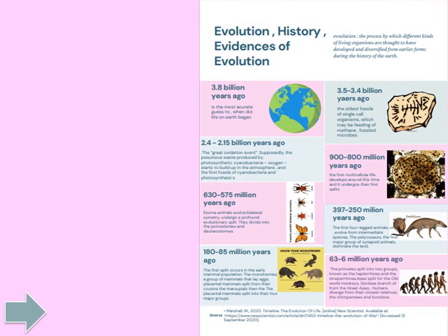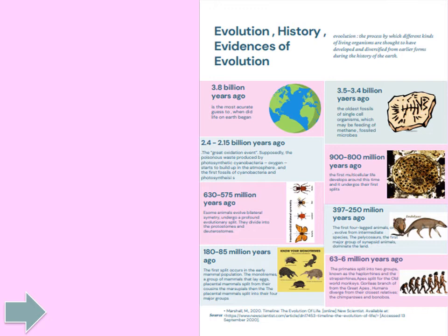Evolution history. Evidences of evolution. It all started 3.8 billion years ago. This is the most accurate guess that scientists have for when life on Earth began. Then, from 3.5 to 3.84 billion years ago, is when the oldest fossils of single cell organisms date to. Single cell organisms may have been feeding off methane. Also, fossil microbes date to this time.